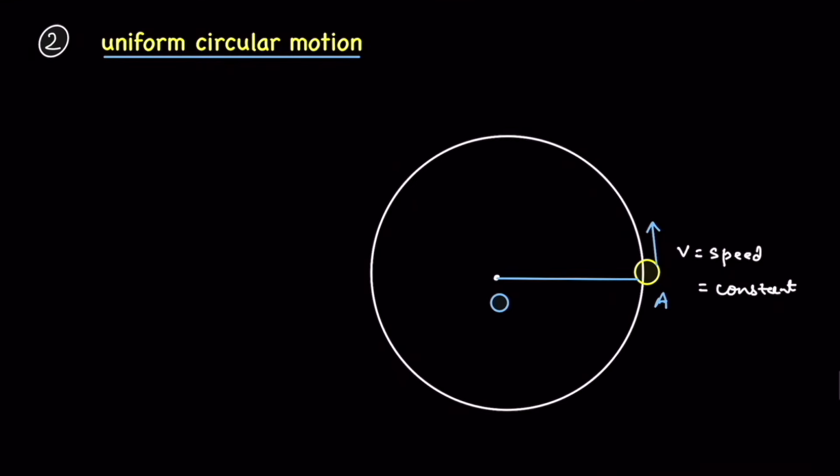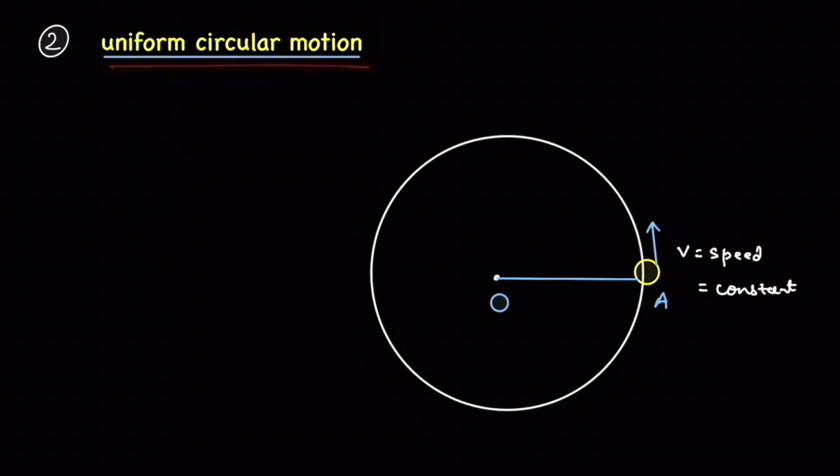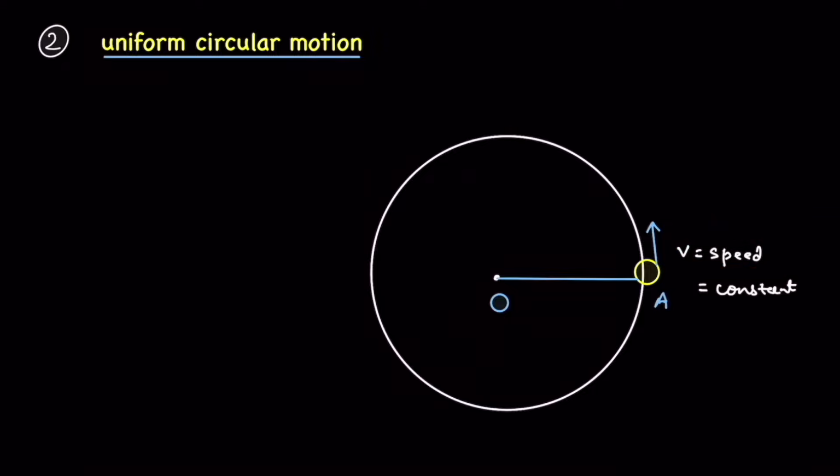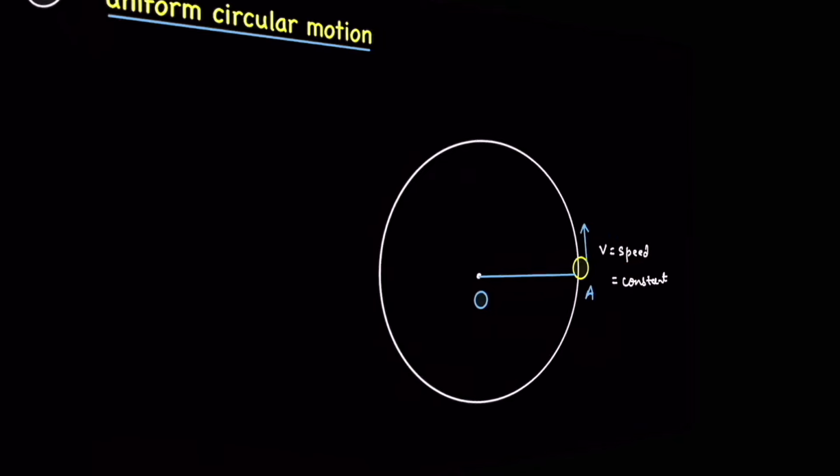Let's take another example. This is an example of uniform circular motion. We know that in uniform circular motion, the speed is constant, but the velocity changes. Here speed is constant, which means it is a case of dynamic equilibrium.